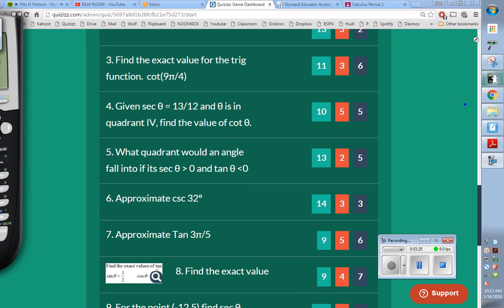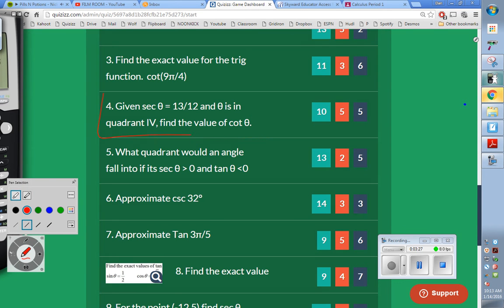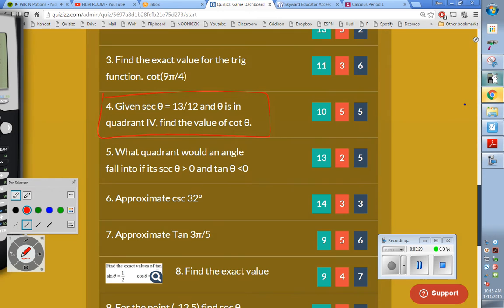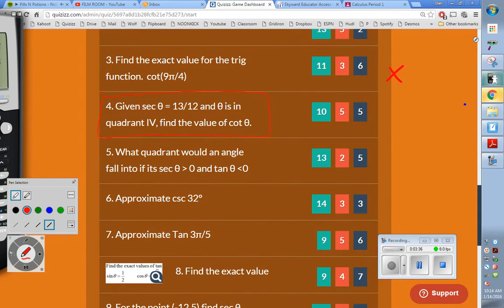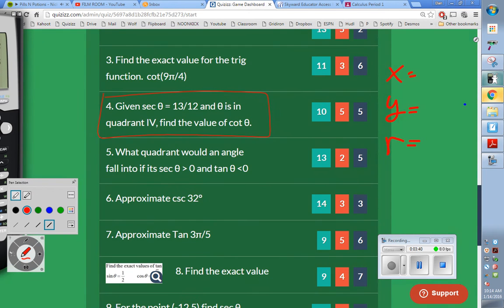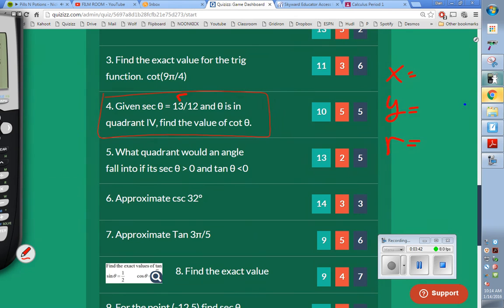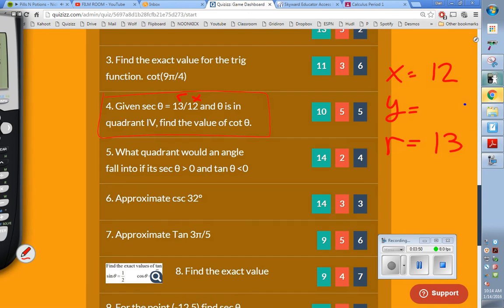Given secant is 13 over 12, and theta is in quadrant 4, find cotangent. Always we're going to try to set up x, y, and r. Secant is r over x. So my r is 13 and my x is 12. What would I need to do to find y?